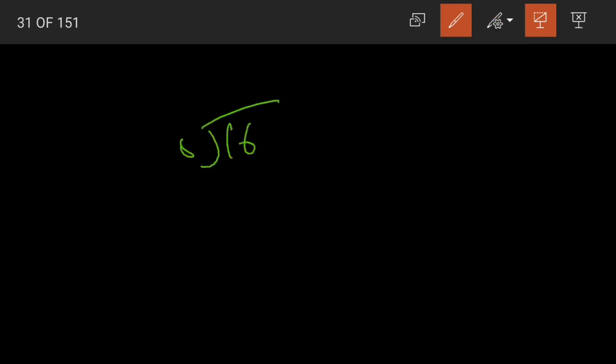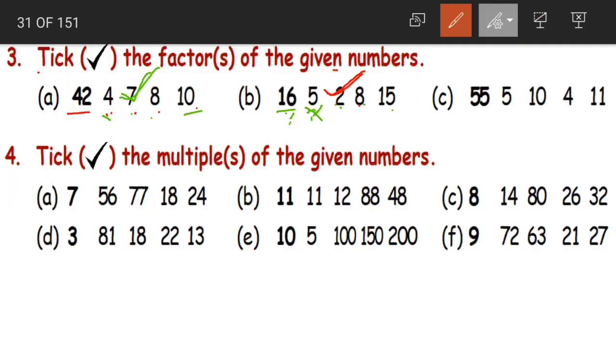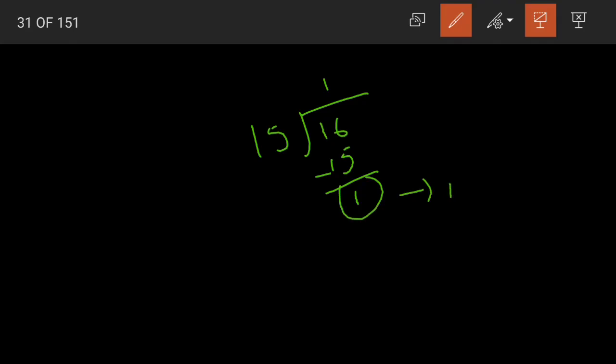16 divided by 8. We have 8 2s are 16. When we subtract, 0 is remaining. So again 8 is also a factor of 16. And when we come to 15, 16 divided by 15. We have 15 ones are 15 and when we subtract, 1 is remaining.